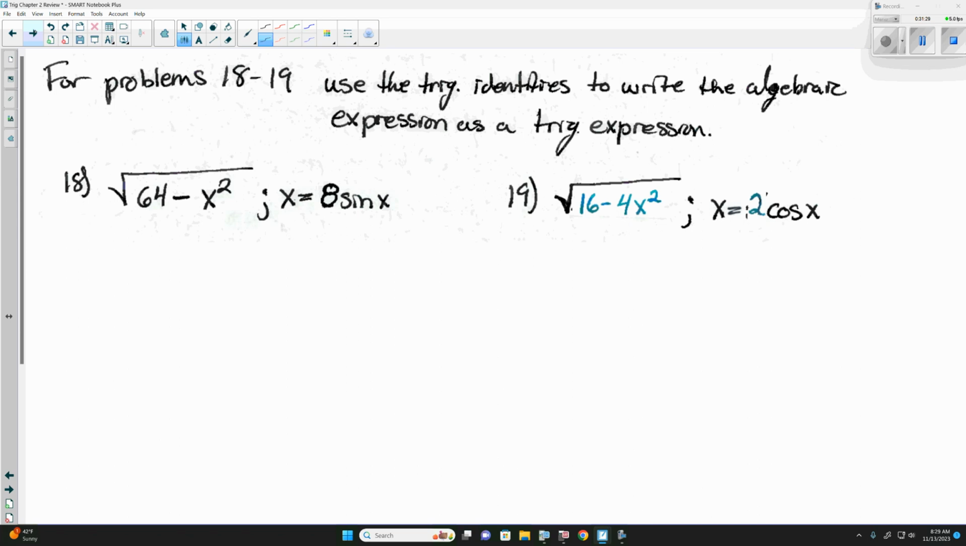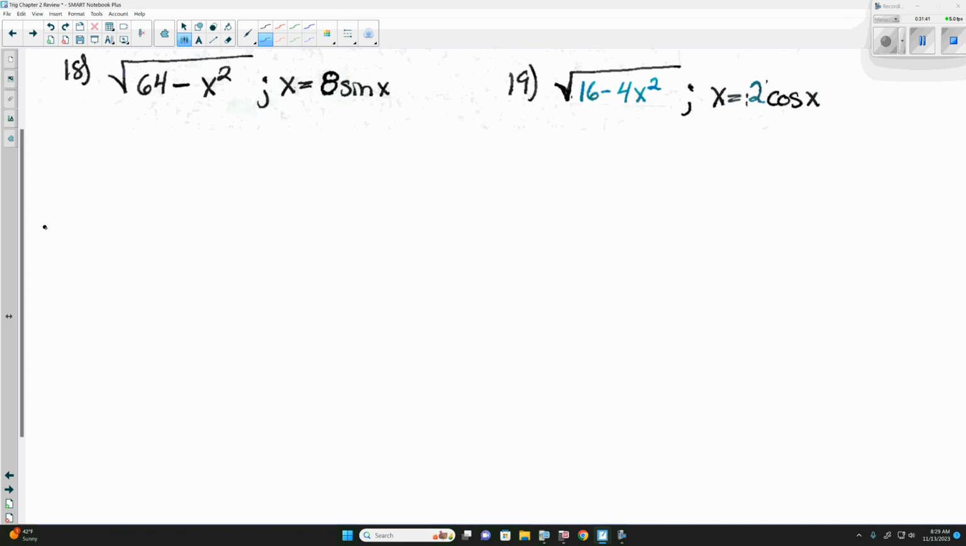Questions on 18 or 19? So again, we want to rewrite this here. And we're going to replace x with the value it gave us. It told us x was 2 cosine of x. So in our square root is 16 minus 4x squared. We're going to replace the x with 2 cosine of x. I should have chosen some other variable other than x twice. But there you have it.